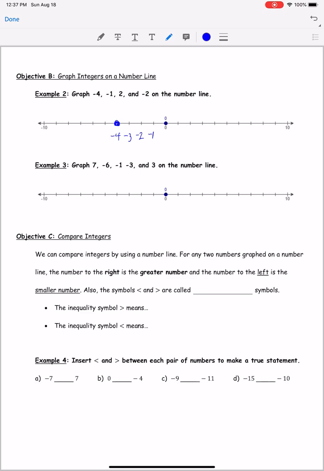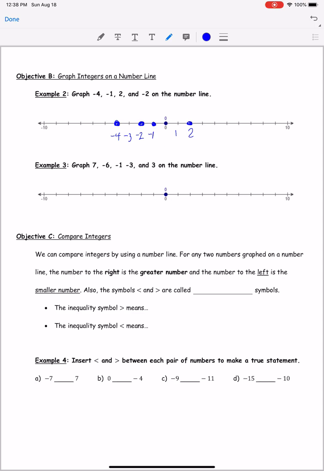We need to graph -1. We already have -1 labeled. We need a +2. So from 0, we go over 1, then 2. So here's my 2. And then we also need to graph a -2. So those are my 4 points for those 4 numbers.